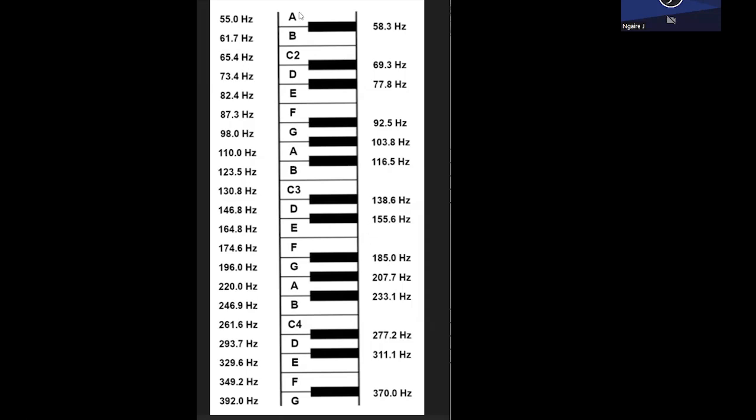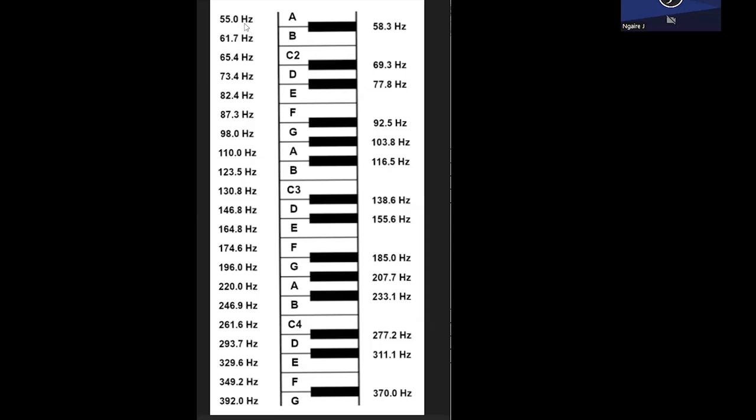If we go up to the very top, this A here, it's the bottom on the piano, actually. It's the left-hand side. These are the lowest notes. And if we go down, we actually go higher and higher in pitch. So let's go back up to the top with the lowest note, A, that they have on this chart, and it vibrates at 55 hertz.